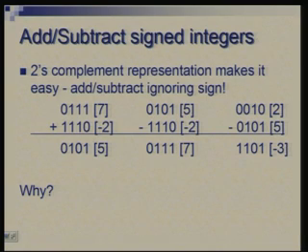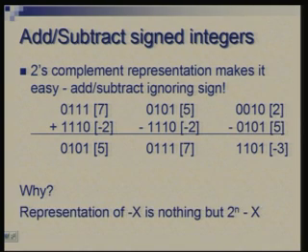Question is why does it happen? Why is it you are able to ignore the fact that it is signed? The answer lies in the fact that a 2's complement representation is actually nothing but 2 raised to power n minus x. So, if you are trying to represent minus x, let us say x is the magnitude of a number and you are talking about minus x, a negative number with magnitude x.